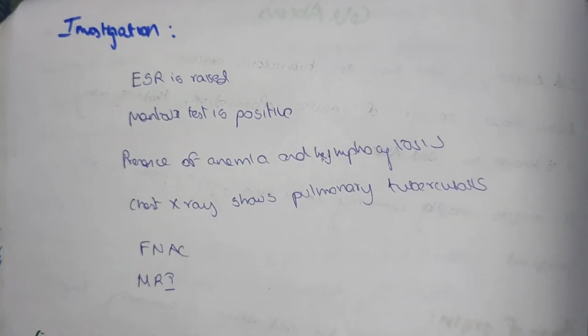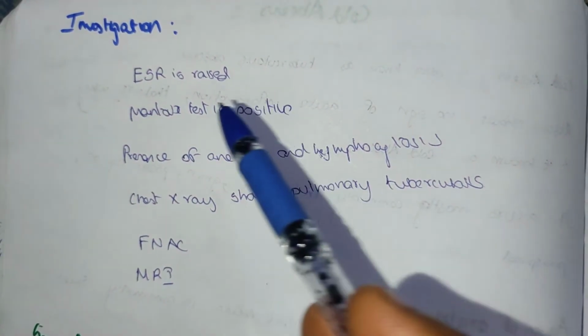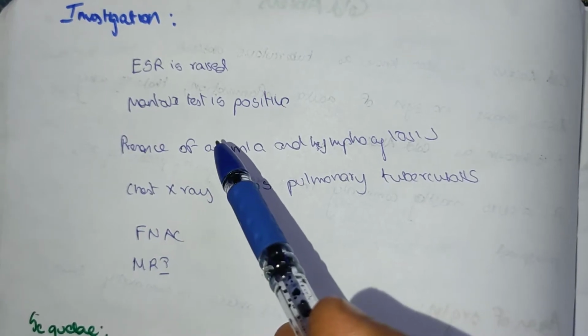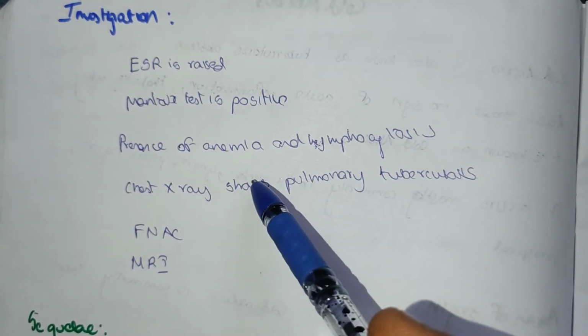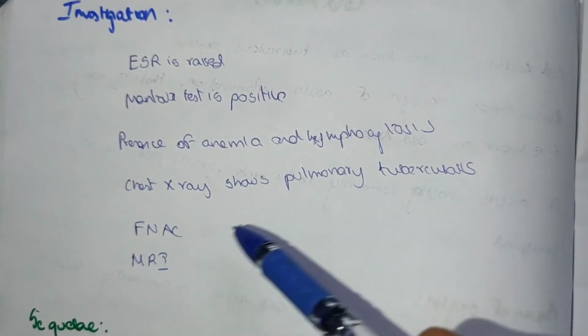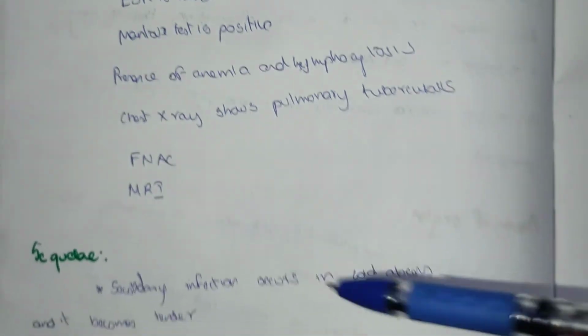Now we will see the investigation. Erythrocyte sedimentation rate, ESR, is increased. Mantoux test is positive. There is presence of anemia and lymphocytosis. Chest X-ray shows pulmonary tuberculosis. FNAC and MRI are also done.